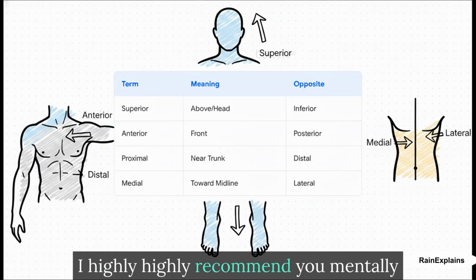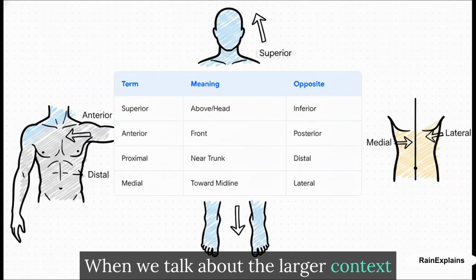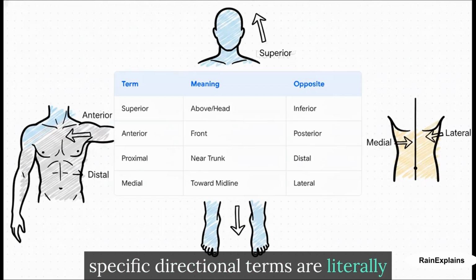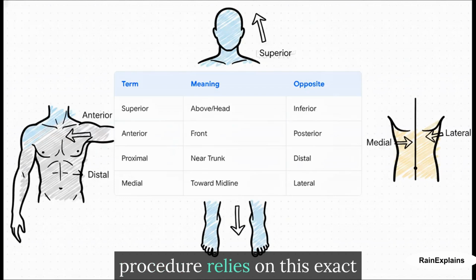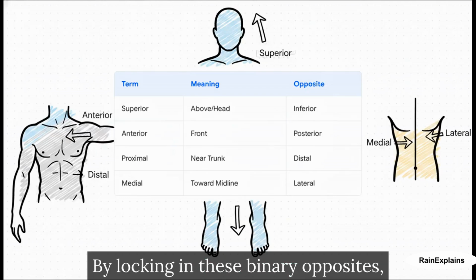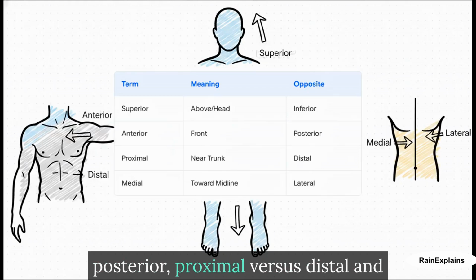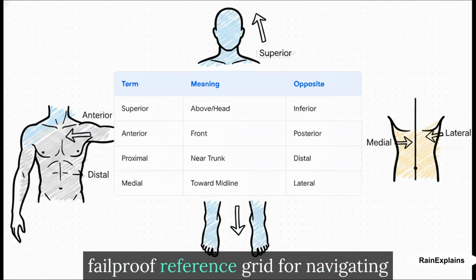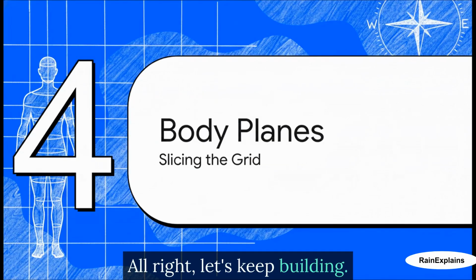I highly recommend you mentally screenshot this table. When we talk about the larger context of standard medical terminology, these specific directional terms are literally the bedrock. Every diagnosis, every surgical procedure relies on this exact vocabulary. By locking in these binary opposites, superior versus inferior, anterior versus posterior, proximal versus distal, and medial versus lateral, you're creating a fail-proof reference grid for navigating the entire human body. All right, let's keep building.